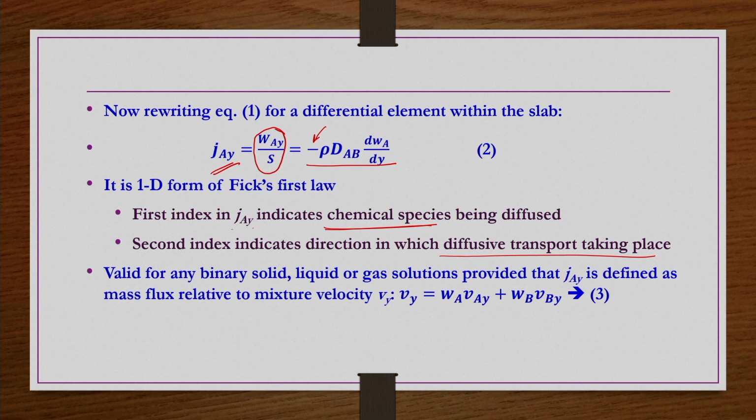Okay. Then it is valid for binary solid, binary liquid or gas solutions, provided that j is defined as the mass flux relative to the mixture velocity, and the mixture velocity is nothing but the mass weighted average velocity of all the molecules A and B. v_Ay is the molecular velocity of component A, and v_By is the molecular velocity of component B in the y direction, and these are not the individual velocities.